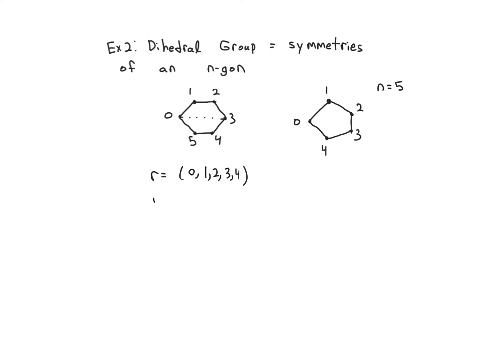So we've already done this calculation. R to the 4th is the inverse calculation. So then I just need to look at r squared. R squared sends 0 to 2. In fact, you can actually trace r squared. R squared is the star. It's going to send 0 to 2, 2 to 4, 4 to 1, 1 to 3, 3 to 0. And then r cubed is the inverse of that.